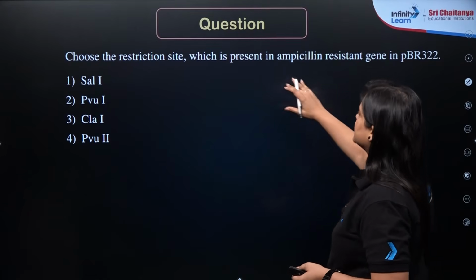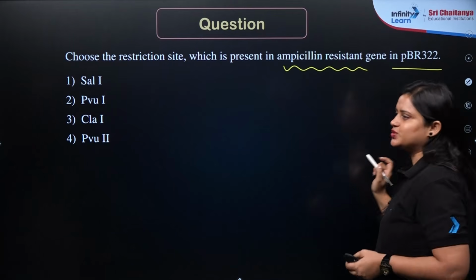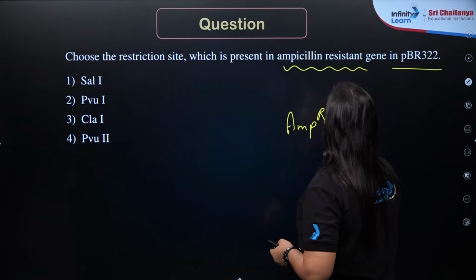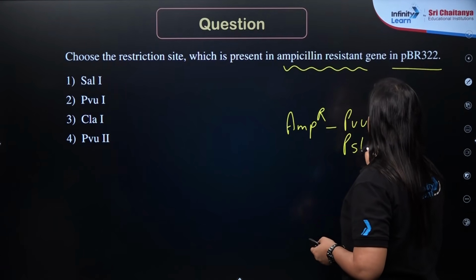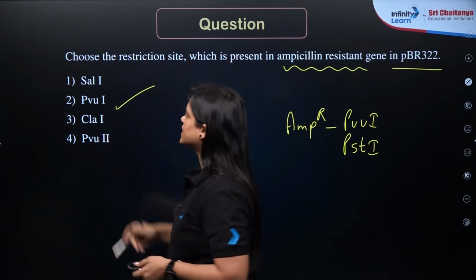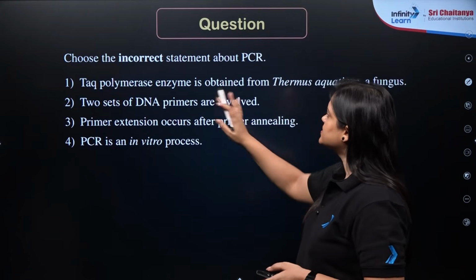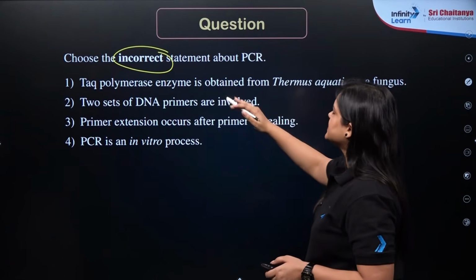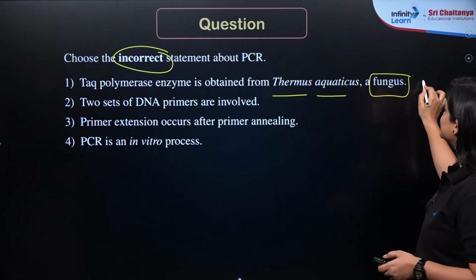Coming to the next question. Choose the restriction site which is present in the ampicillin resistant gene in pBR322. So in the ampicillin resistant gene, there is PvuI and PstI. So we have here this option PvuI. So correct answer here will be 2. Coming to the next question, choose the incorrect statement about PCR. Taq polymerase enzyme is obtained from Thermus aquaticus fungi, which is wrong.